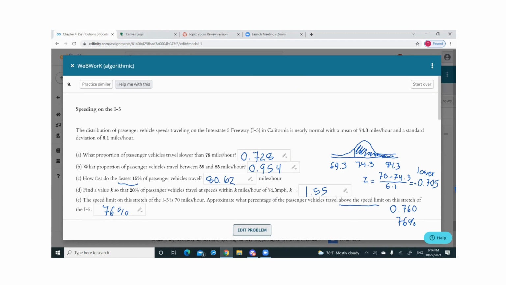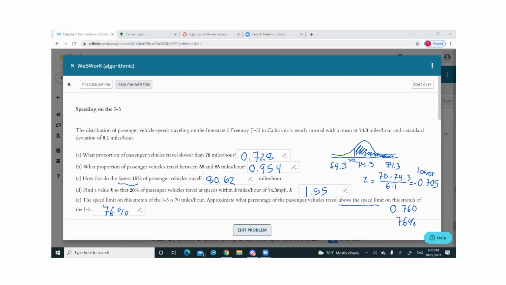Oh, okay. So for E, it says the speed limit is 70 miles per hour. And so our mean is 74.3. So we drew a line at approximately where 70 miles per hour would be. And we're looking for above the speed limit. So above 70. So we're going to shade everything that is above 70. I will put 70. It's going to be kind of small. 70 is like right there.